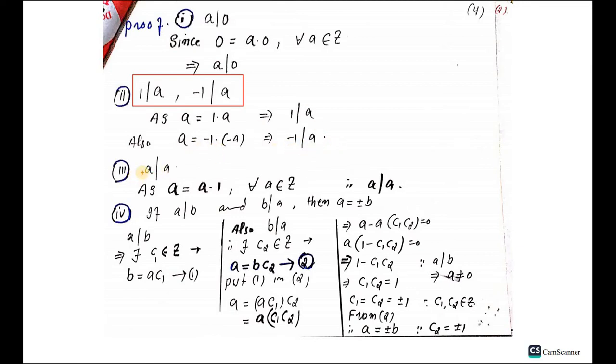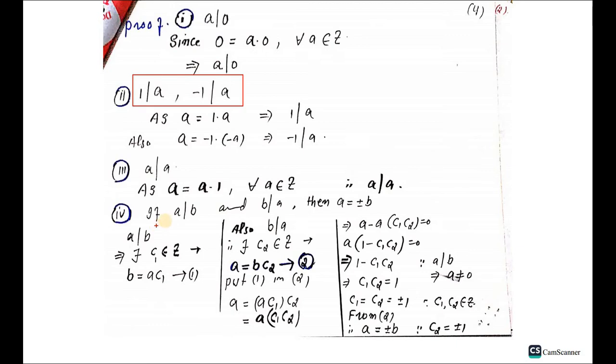Now this is the third part. A always divides a. This is, an integer always divides itself. For this we know that a is equal to a into 1, for all a belonging to Z, and from this equation we can write that a divides a, and we see it here.